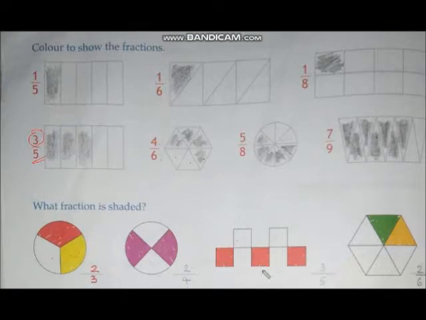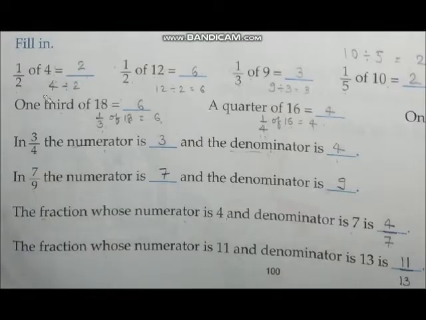For example, in this one, 1, 2, 3, 4, 5 parts are total. So 5 we will write in the denominator, and 1, 2, 3 parts are colored, so 3 we will write in the numerator. Now, if the questions are given like this, in which we have to find the fractions in collections, so again you will divide the numbers and find the answer.